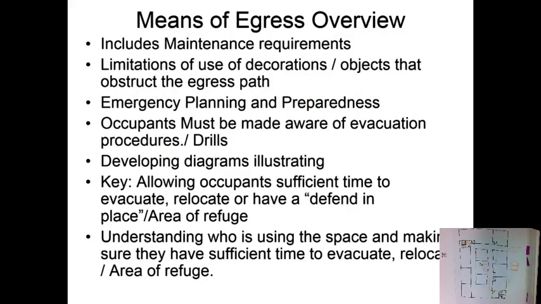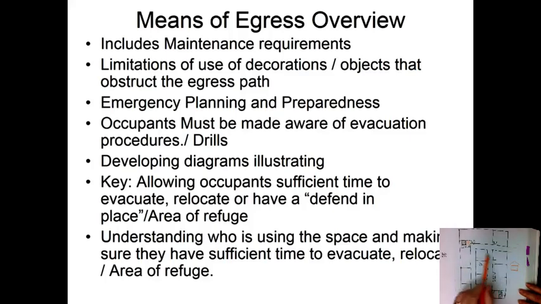So let's do a quick means of egress overview. It includes maintenance requirements, limitations of use of decorations, objects that obstruct the egress path, emergency planning and preparedness, because a lot of times you see on the wall, of course, evacuation plans that are in place. Occupants must be made aware of occupancy or evacuation procedures like drills. So if this was a school, you'll notice that there's different drills that go on to make sure people are aware of how to exit.